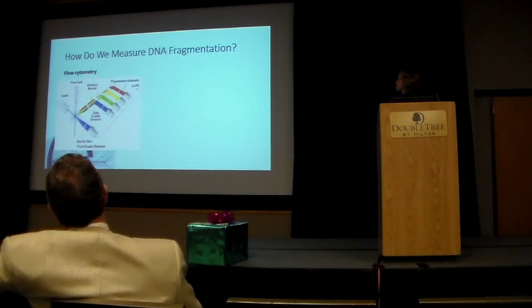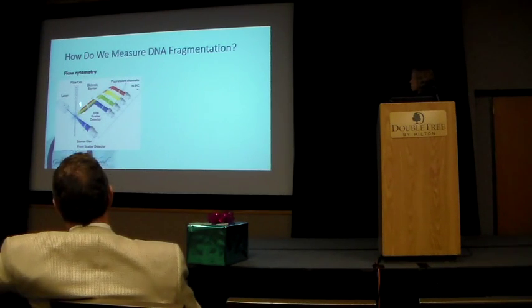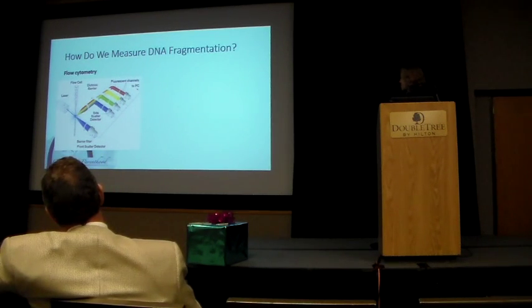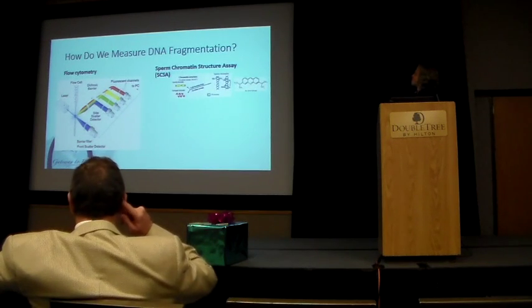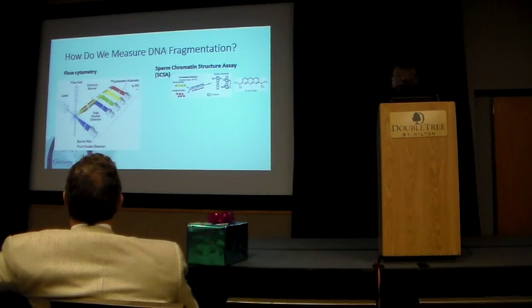So how do we measure the DNA fragmentation? This is the aforementioned flow cytometry, where we have fluorescently labeled sperm traveling at high speed through this flow cell, where they are illuminated by the laser. This illumination causes light scattering and fluorescent excitation. This light and fluorescence is then collected in these detectors and sent to the computer for analysis. So how do we measure the DNA fragmentation? We have something which is called the sperm chromatin structure assay.